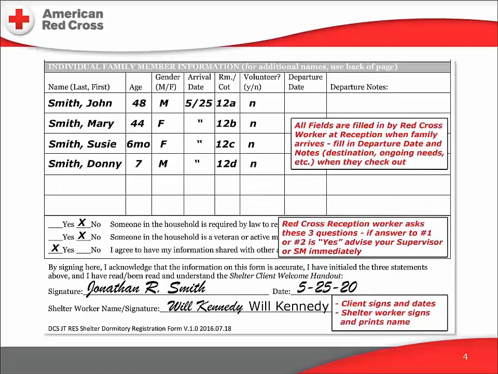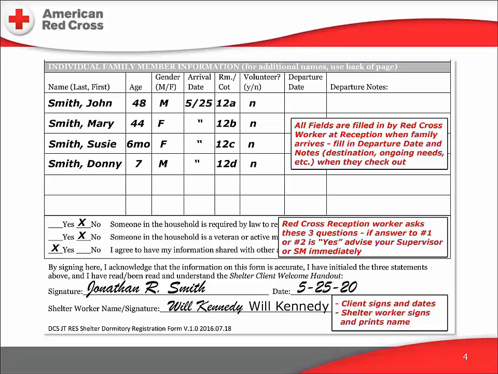This is the bottom half of the Shelter Client Dormitory Registration Form. It's important that, if possible, the form is filled out by the registration staffer. This gives you the opportunity to observe the client's demeanor, to gauge the possibility that he or she needs immediate assistance from one of our Red Cross support departments or outside partners. The top box records information for each member of the client's family who arrives at the same time.